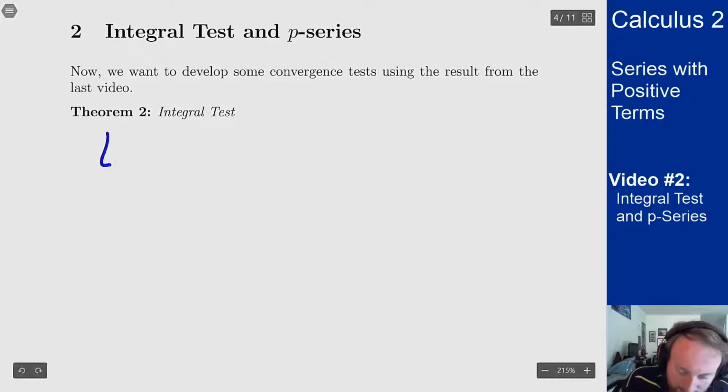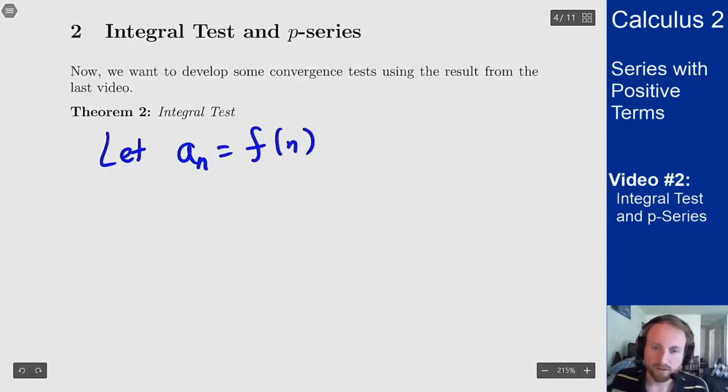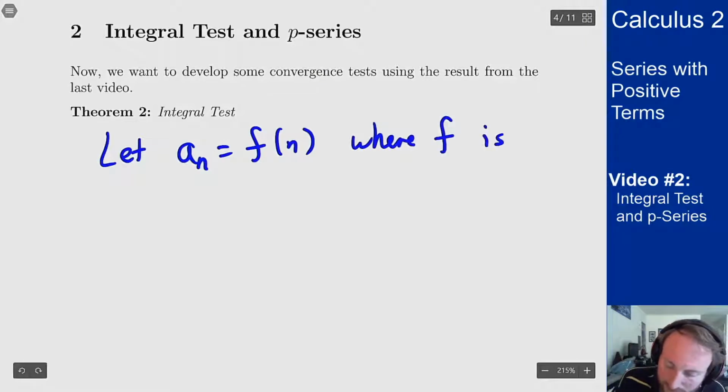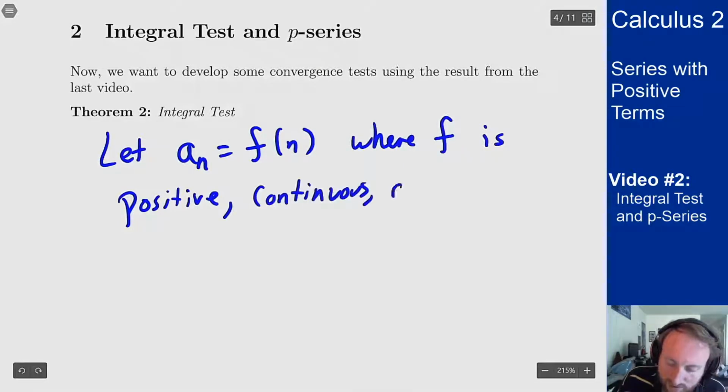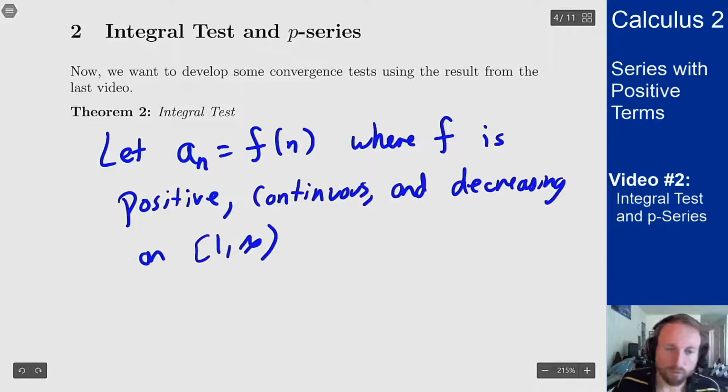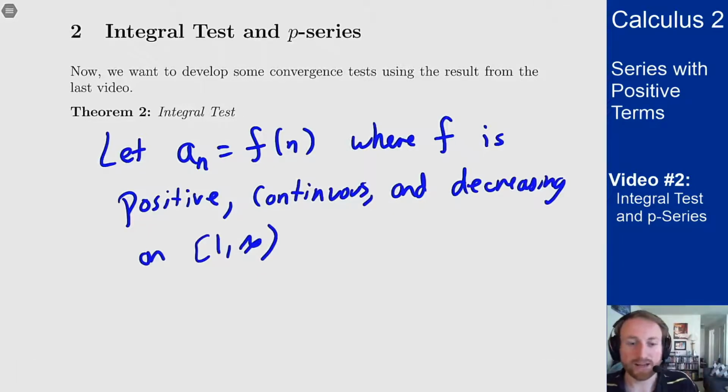The integral test says the following. We're going to let our sequence, a_n, which is going to be the terms in our series, be defined by a function f of n, where f is positive, meaning all the terms are positive, continuous, and decreasing on 1 to infinity. So I need the function to be going down towards 0, which makes sense. The only chance I have for convergence is if these terms actually go to 0. That was the nth term divergence test from the last section.